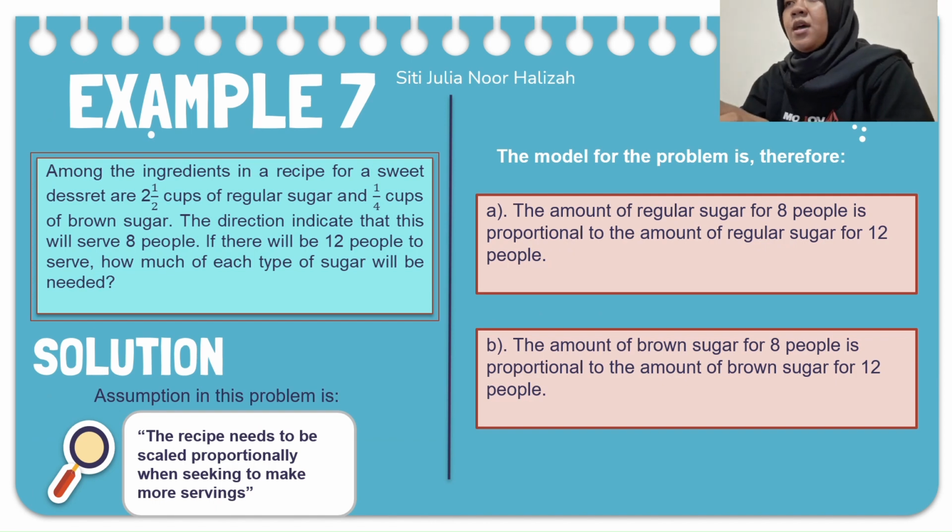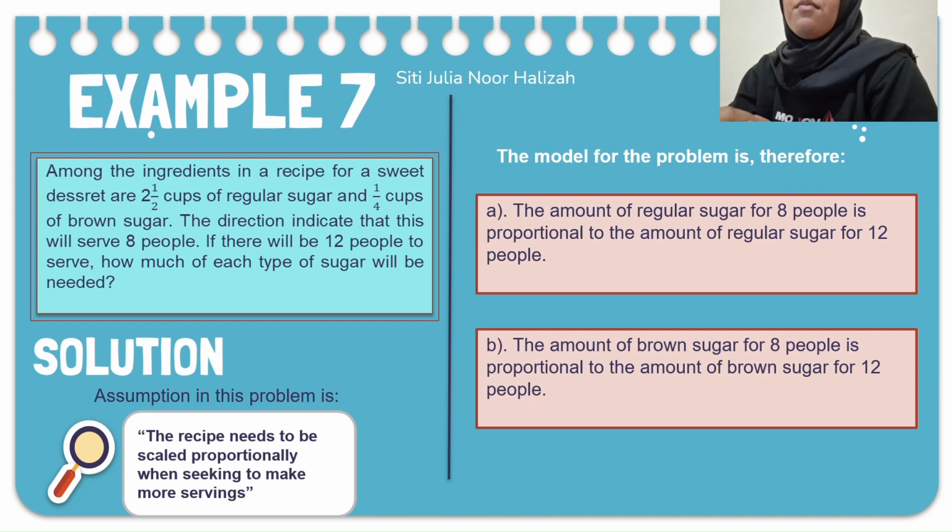Okay, this is the question. Among the ingredients in a recipe for a sweet dessert are 2.5 cups of regular sugar and 1/4 cups of brown sugar. The directions indicate that this will serve 8 people. If there will be 12 people to serve, how much of each type of sugar will be needed? Okay, this is the solution. The assumption in this problem is the recipe needs to be scaled proportionally when seeking to make more servings.